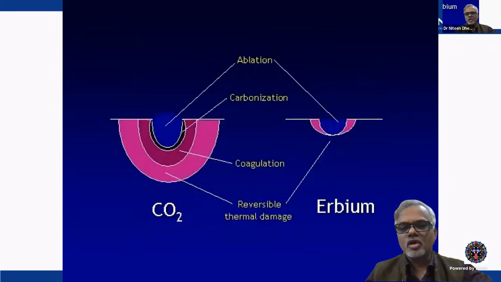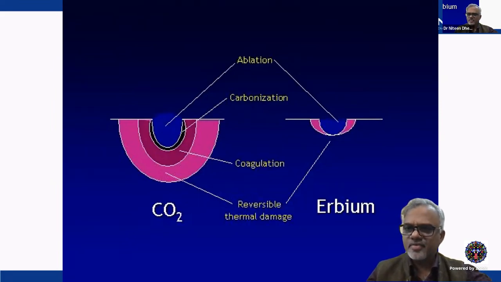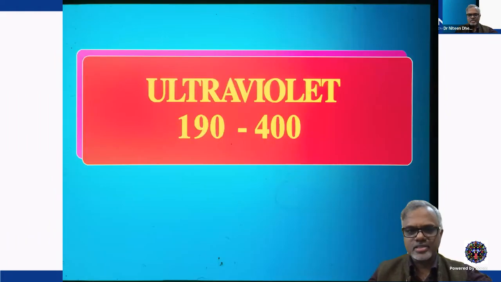So a CO2 laser will have more of a thermal effect: coagulation, charring, and other side effects. The erbium laser has more absorption in water, so it has more chances of vaporization and less chance to transmit the heat. So there is less coagulation, less charring. So erbium is a less thermal laser, and CO2 is a more thermal laser.